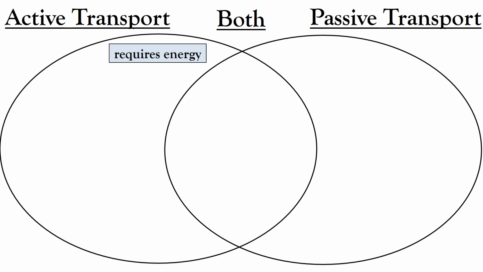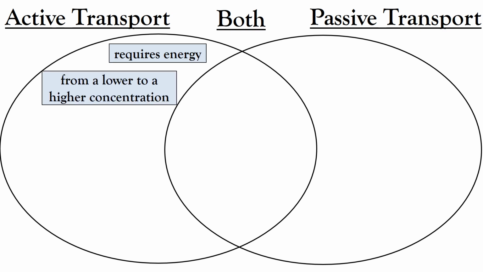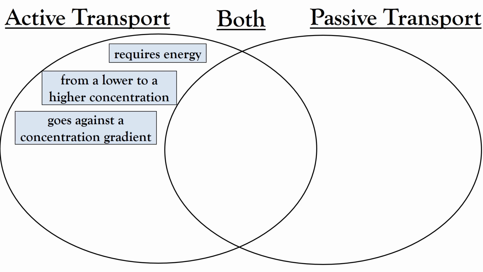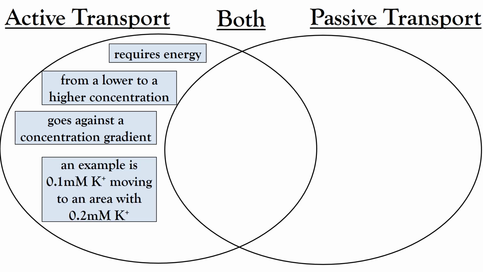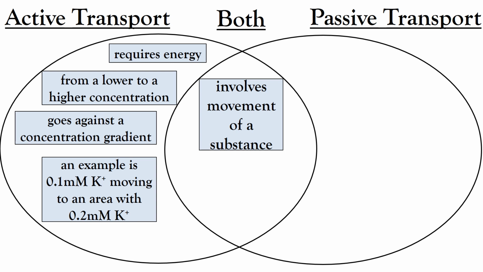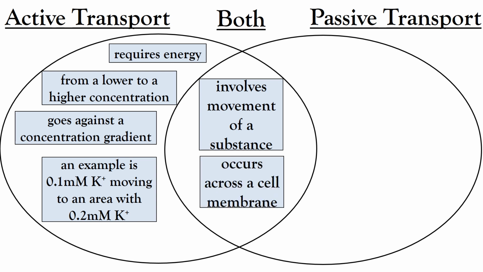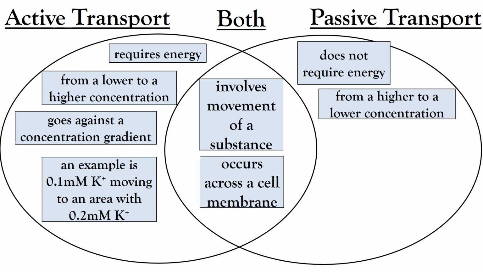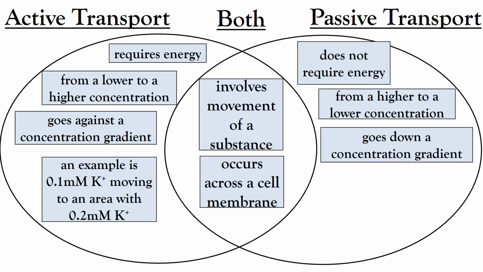So, active transport requires energy. It's from a lower to a higher concentration. It goes against a concentration gradient. And an example, K plus is potassium ions. An example is 0.1 millimolar potassium ions moving to an area with 0.2 millimolar potassium ions. For both, involves movement of a substance, occurs across a cell membrane. And then passive transport, the correct descriptions, does not require energy, is from a higher to a lower concentration, goes down a concentration gradient. An example is osmosis. Okay, so differences between active and passive transport.